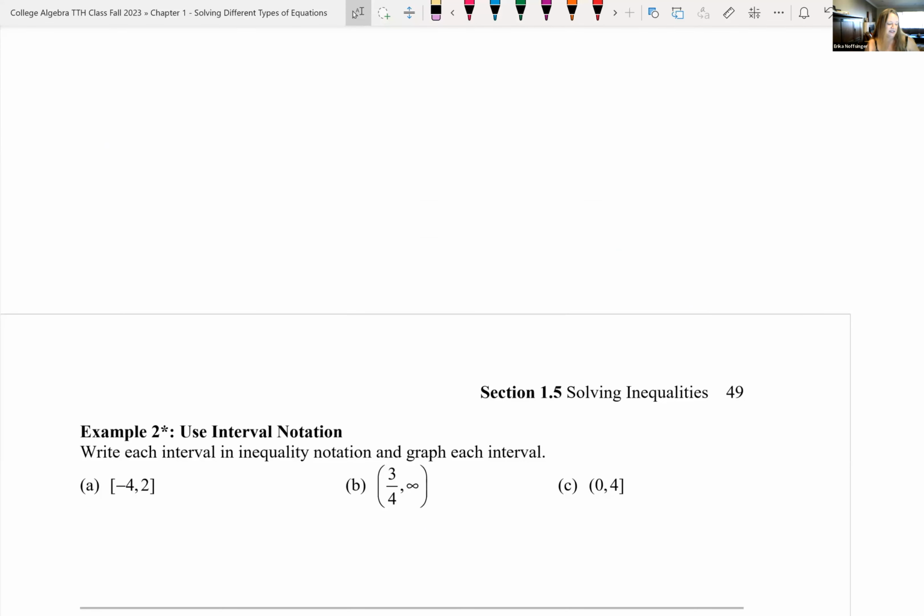So the next example in here, this time you're given the interval notation, and you want to write the inequality notation for the interval notation and graph each interval. So you should be able to rewrite the close bracket, -4 to 2, close bracket, in inequality notation and graph it. Parentheses 3/4 to infinity, and parentheses 0 to 4, close bracket.